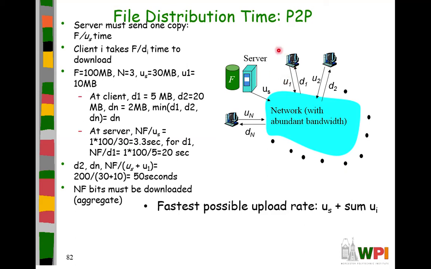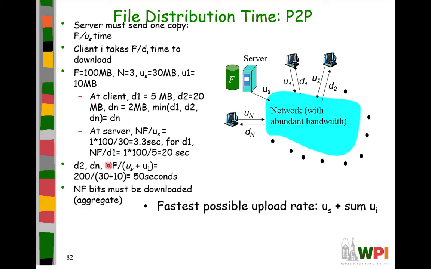In the peer-to-peer system, these two users can download the file from the server as well as from this client, because in the peer-to-peer system, a client can also share the file with others. So suppose these two users, D2 and UN, also want to access the file. One user can download the file from the peer and one user can download the file from the server.